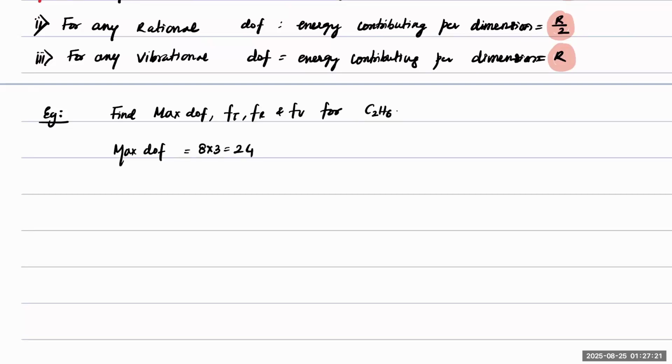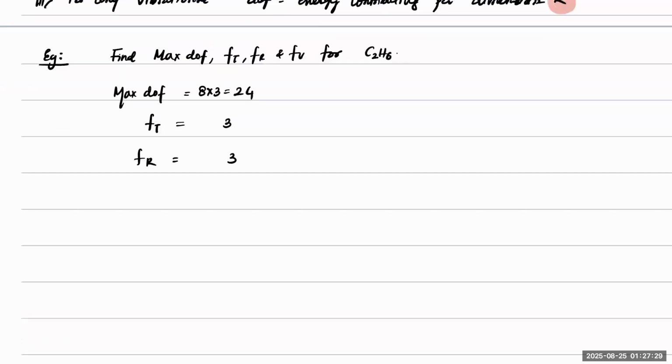Out of this 24, how much is the translational DOF? 3. Rotational DOF? 3, because it is three dimensional, rotation will contribute in all 3 directions. Next, vibrational, how many will we have? 24 minus 6, so how many, beta? 21. Now you noticed 21 vibrations; where will they come from, beta? Between every hydrogen also there will be vibration. You will see vibration between the two carbons also, between carbon and the other hydrogens also, right? There are so many vibrations we can have.